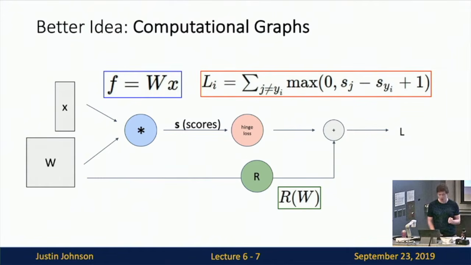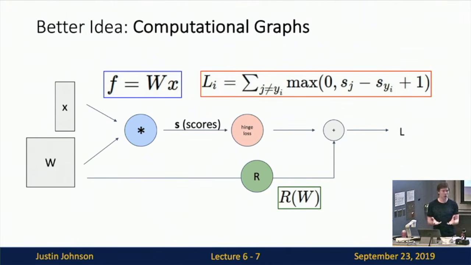We have this red node that represents our hinge loss if we're using an SVM classifier. We have this green node that represents the regularization term in our model. We have a sum that represents the sum of the data loss and the regularization loss. And then finally, on the right, we have the output of the computational graph, which is the scalar loss L that we want to compute when training our model.